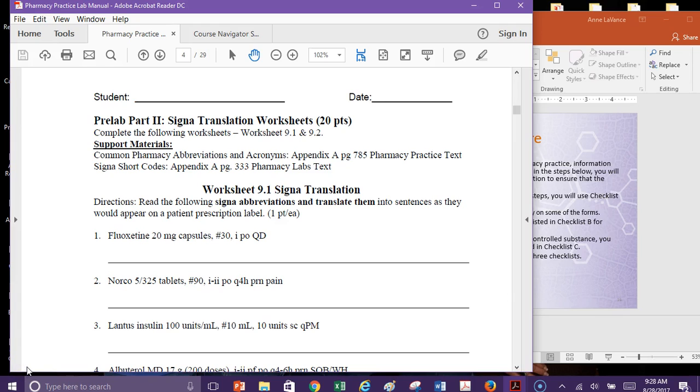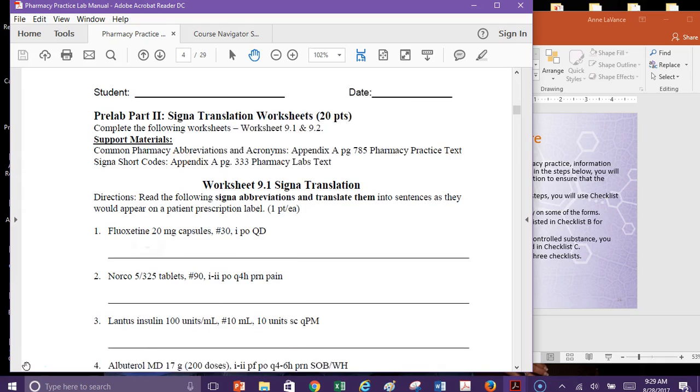Okay, so now let's look at the other part of your pre-lab and the Sig translation worksheet. You're going to complete worksheets 9.1 and 9.2 on how to translate these prescriptions. You're going to use your pharmacy lab text, Sig short codes, Appendix A, page 333. If we look at this first one, we'll do this together. This is fluoxetine, 20 milligram capsule, dispense 30. We're going to translate it into a sentence. It always starts with a verb. So this would be take.